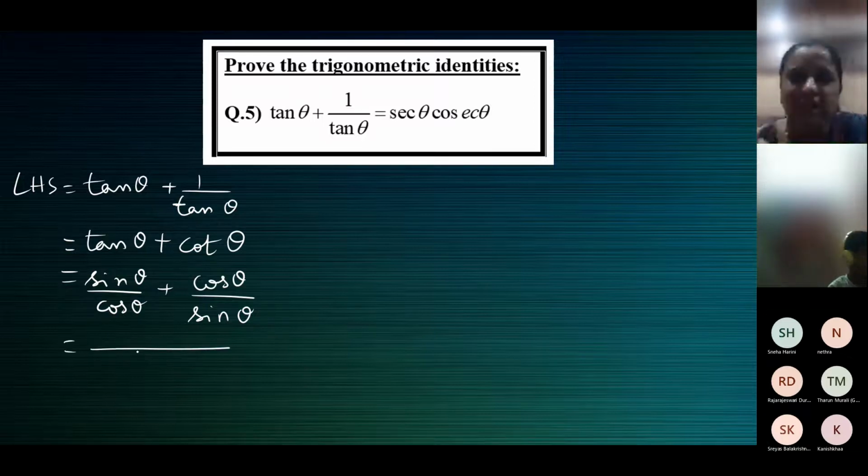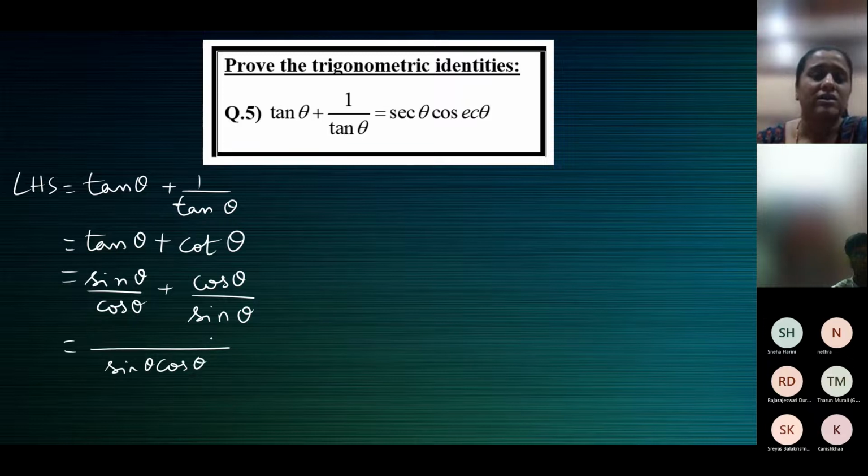When you just start, that will lead to the next step. So what did we do? We wrote 1 by tan theta as cot theta. Then from there, we thought, okay, tan and cot, we should change it to sin and cos. So we wrote tan theta as sin theta by cos theta and cot theta as cos theta by sin theta. Next, you have to take the LCM, the common denominator, sin theta cos theta. Now what will come in the numerator? Please tell me.